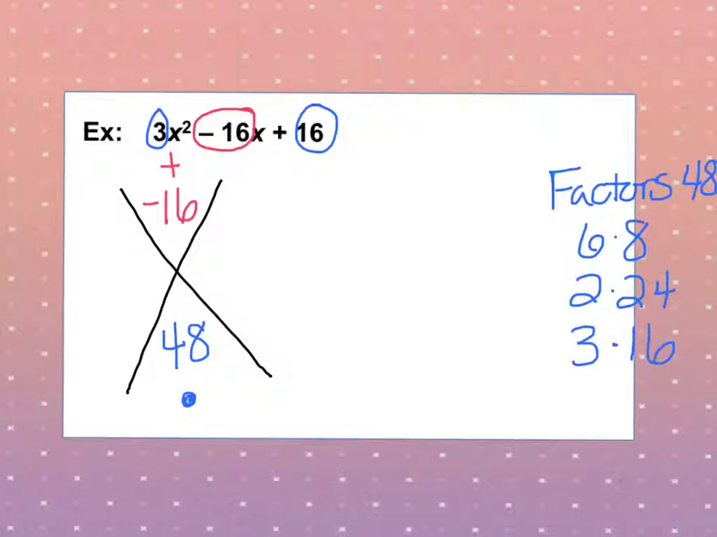Good. Other factors of 48 would be 4 and 12. Okay, let's check our list and see if any of these would give us 16. There might be some more factors of 48, but I think we might have it here.